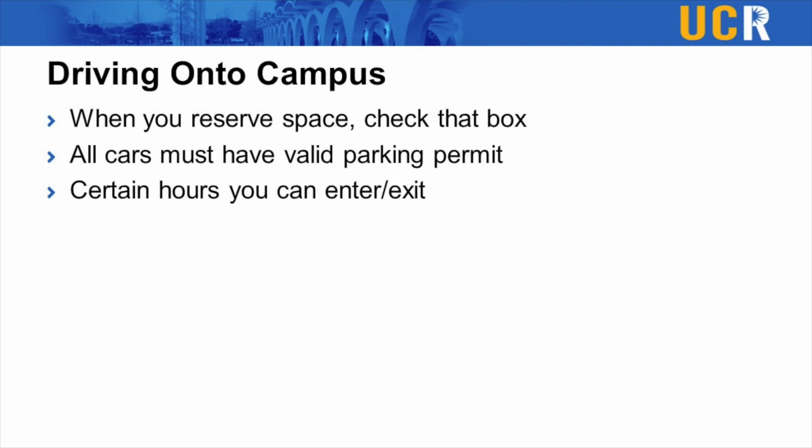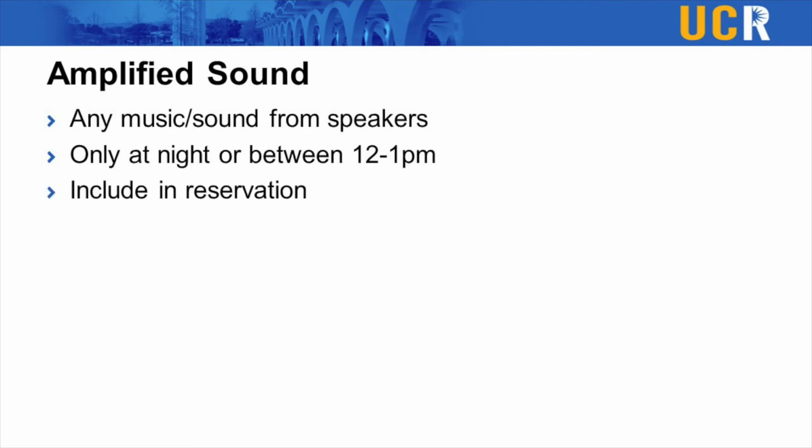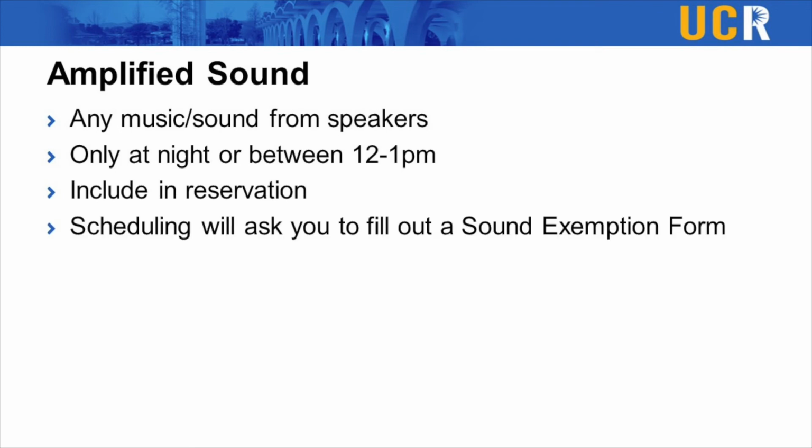Some of your events may require amplified sound. That's defined as any sound that's coming from a speaker, so it also includes laptops or mini speakers that are playing sound. Amplified sound is only allowed at nights and during the 12 to 1 hour. We can't have a concert happening at 3 in the afternoon right outside of the library. Make sense? Well, when you write your description, you'll include that you may play music or have a microphone, and the scheduling office will ask you to fill out a sound exemption form, which is to make sure we don't have multiple events with sound going on at the same time.